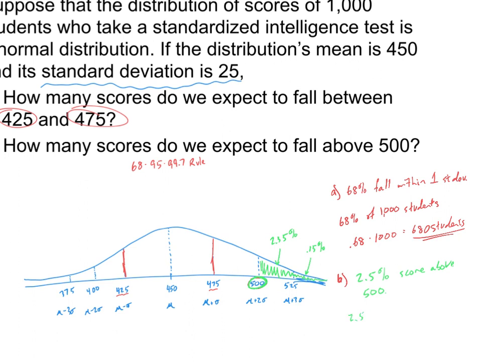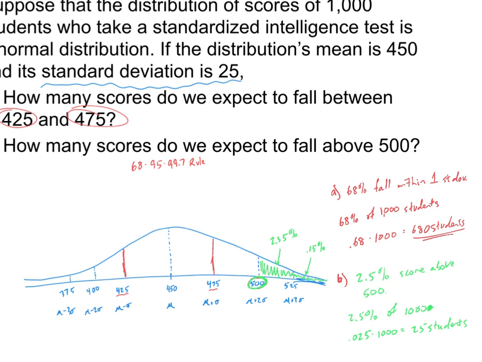2.5% of 1,000. Oops, that's 10,000. So let me just scribble out one of the zeros. There we go. 2.5% of 1,000, 0.025 times 1,000, is equal to 25 students. So 25 of the students out of the whole 1,000 that took the test scored above 500 and had that top score. That's how you use it.